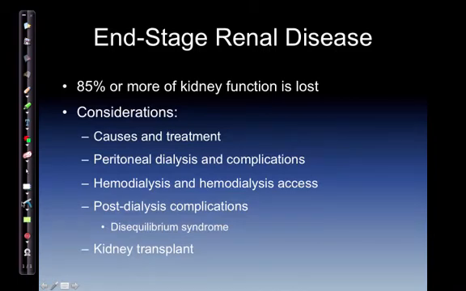End-stage renal disease. 85% or more of kidney function is lost in end-stage renal disease. Kidneys no longer have the ability to filter waste. Considerations: causes and treatment. Causes are glomerular sclerosis or hardening, chronic systemic arterial hypertension, polycystic kidney disease, glomerular nephritis, and so on. Treatment: lifelong kidney dialysis or a kidney transplant.